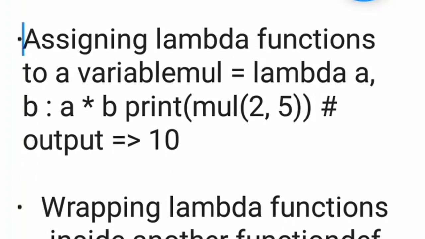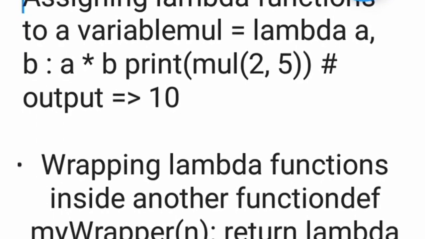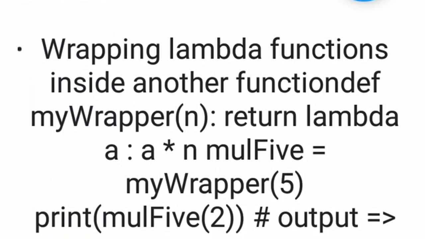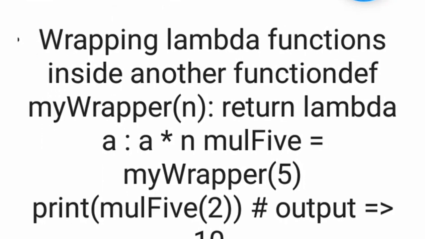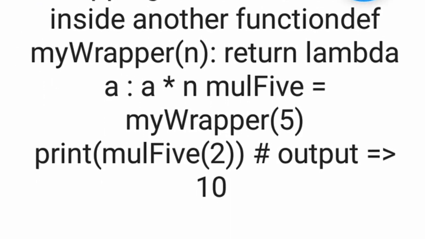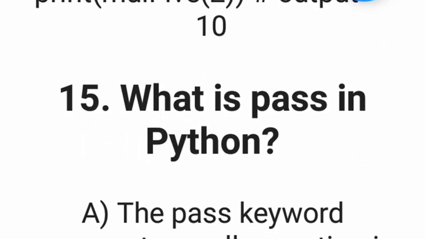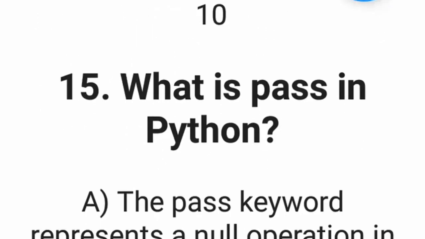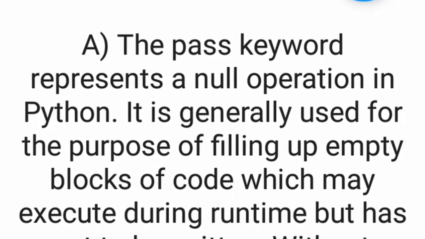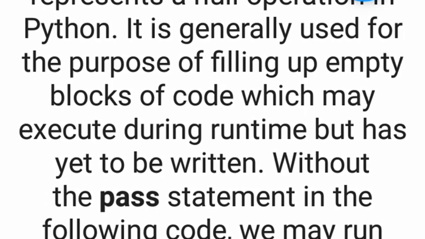Assigning lambda functions to a variable: mul = lambda a, b: a * b; print(mul(2, 5)) # output => 10. Wrapping lambda functions inside another function: def mywrapper(n): return lambda a: a * n; mul5 = mywrapper(5); print(mul5(2)) # output => 10.